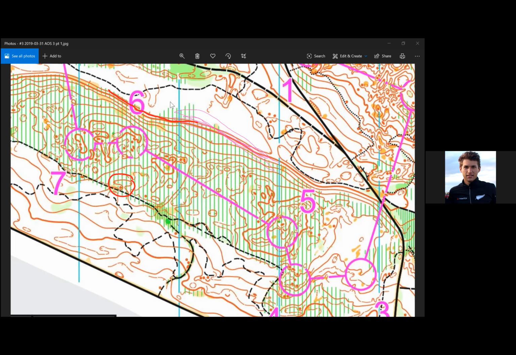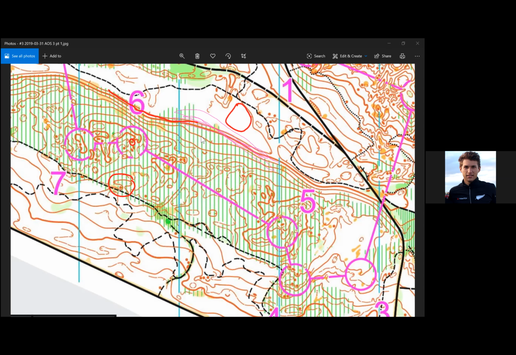So the control itself is on a small knoll. You can see it there in the center. On this map, I'm not quite sure what the contour interval is actually, but it's not going to be big, and we're in an area of undergrowth. So the ground is not going to be as clear as in this area over here, for example, that's just white.